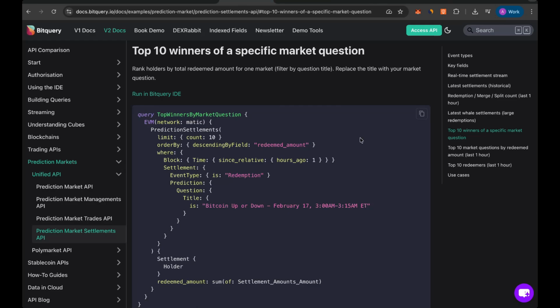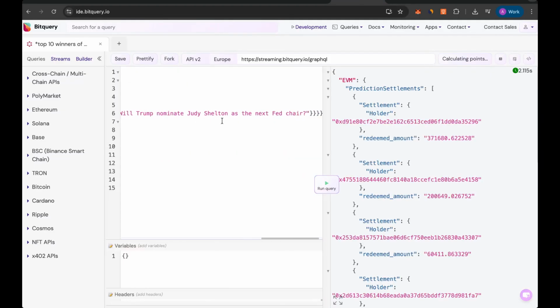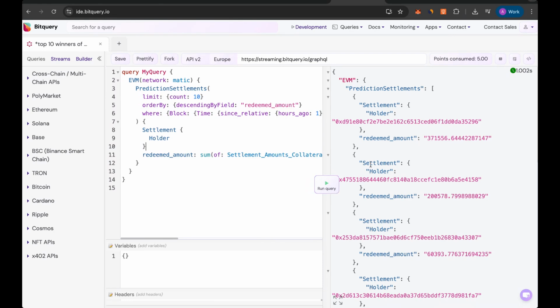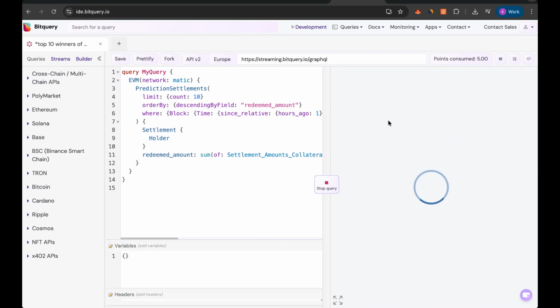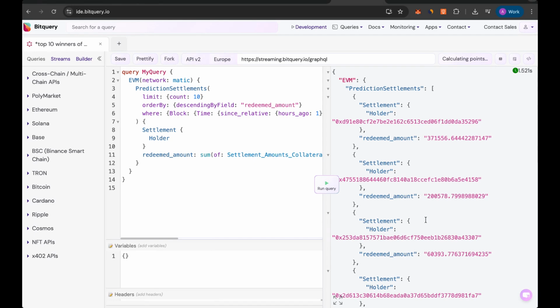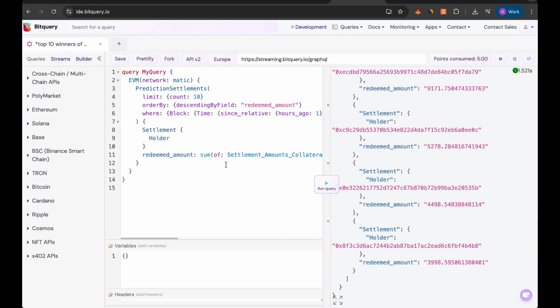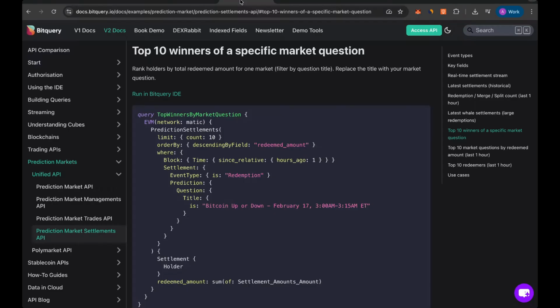Perfect, top winners for a specific market. Filter by the exact question title to see who won the most on that specific market. This aggregates all redemptions per holder address, ranking them by total redeemed amount. You see the leaderboard of winners for that market. Great for building winner leaderboards, analyzing who predicted correctly, or identifying skilled traders on specific event types.